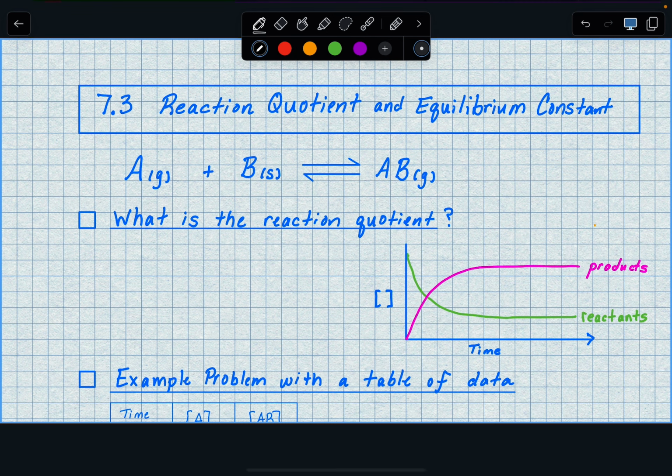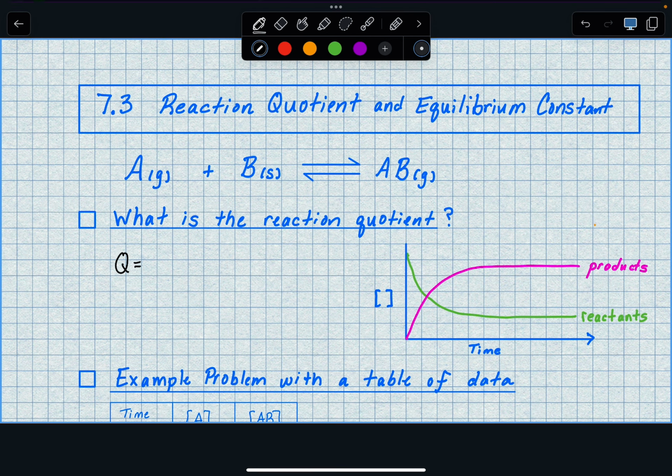All right, so first let's just do the basics. What is a reaction quotient? It's the letter Q. That's the letter that we use, reaction quotient. And then how do you calculate it? Well, this is kind of easy and interesting: we calculate it the same way we calculate the equilibrium constant, K. So it's the products over the reactants.